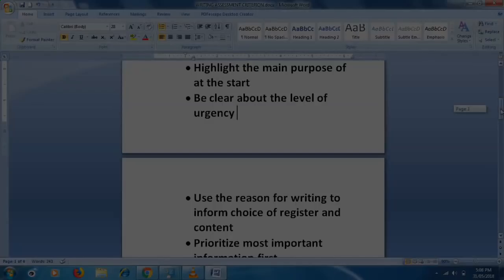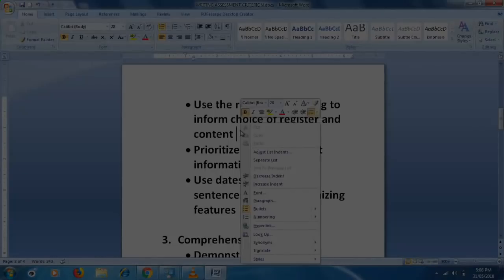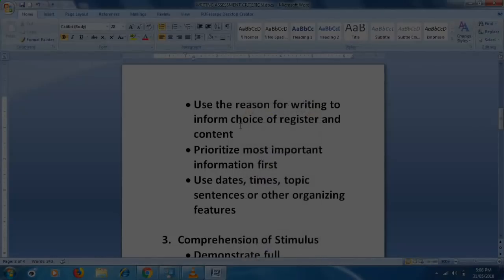Then the fourth one is use the reason for writing to inform choice of register and content. Register means the discourse, your style of writing. This is what it means. And in other words, this point means that depending on the recipient you're writing to, your vocabulary, your style of writing, the information that you include and how it has to be arranged in different paragraphs, this will vary.